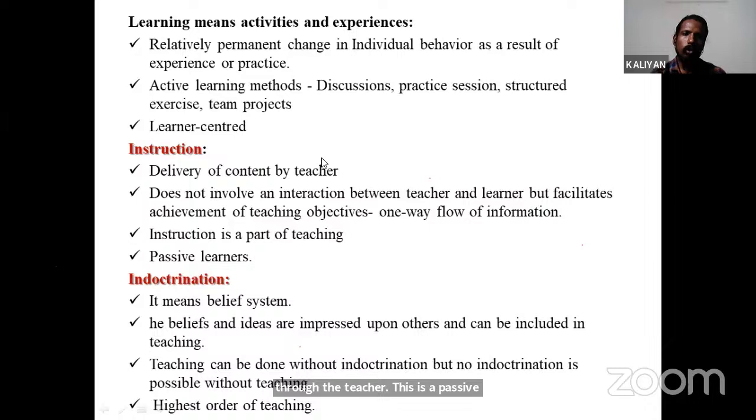And next is indoctrination. It means a belief system, where a teacher's beliefs and ideas are impressed upon others, and it can be included in teaching. Teaching can be without indoctrination, but no indoctrination is possible without teaching. It is the highest order of teaching.